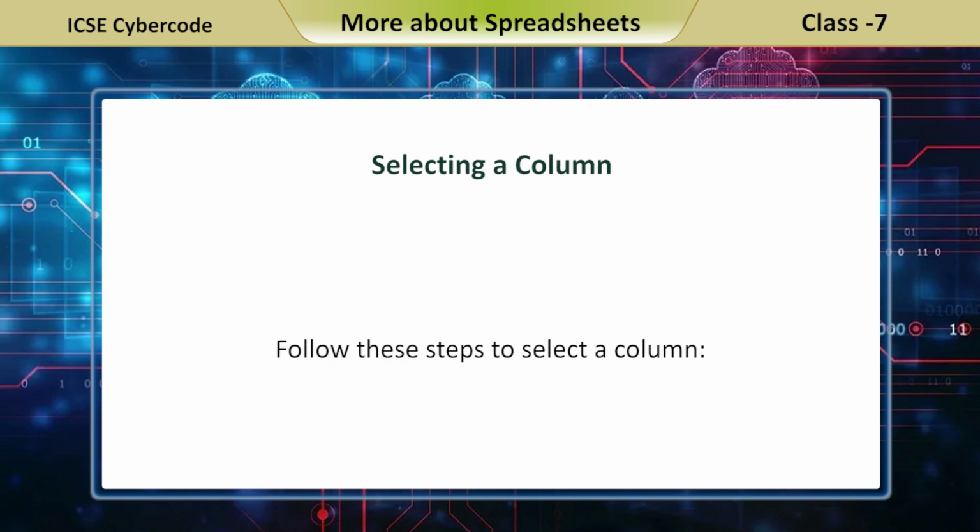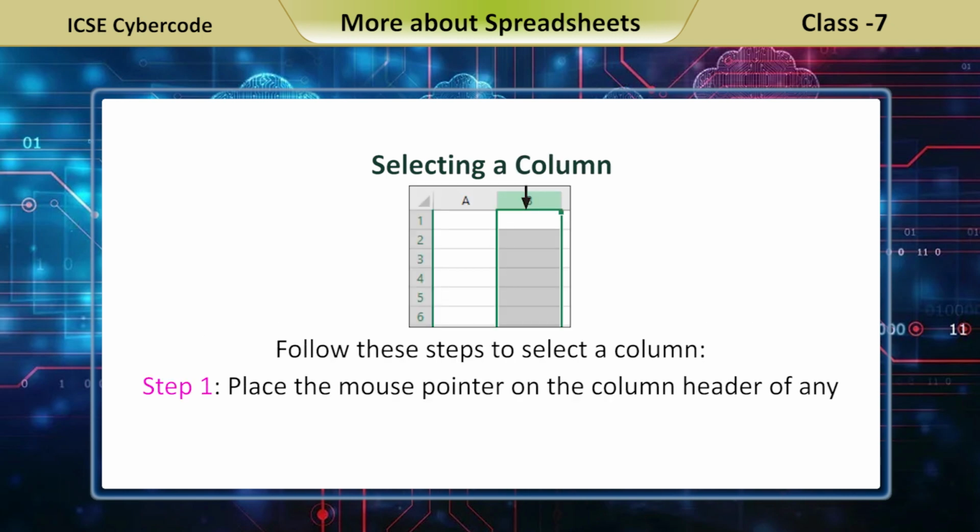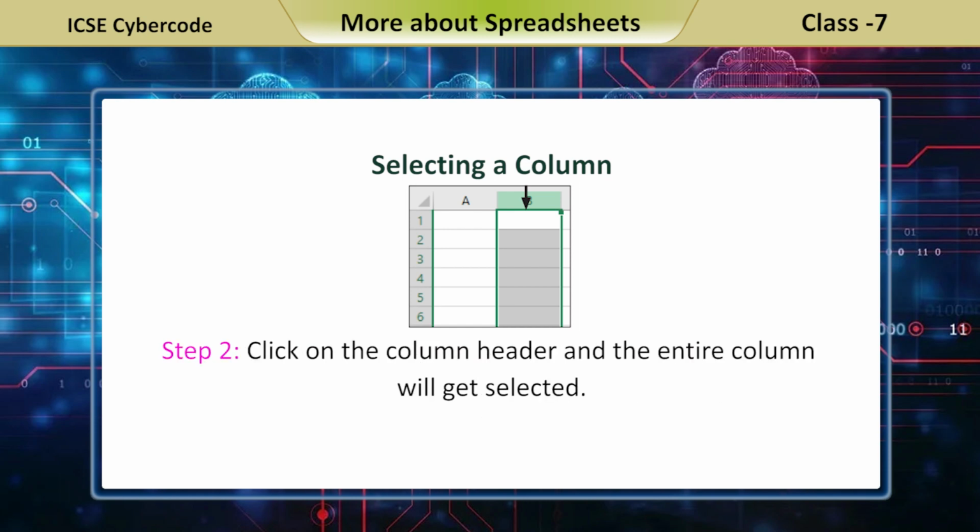Selecting a column. Follow these steps to select a column. Step 1. Place the mouse pointer on the column header of any column. The mouse pointer will turn into an arrow. Step 2. Click on the column header and the entire column will get selected.